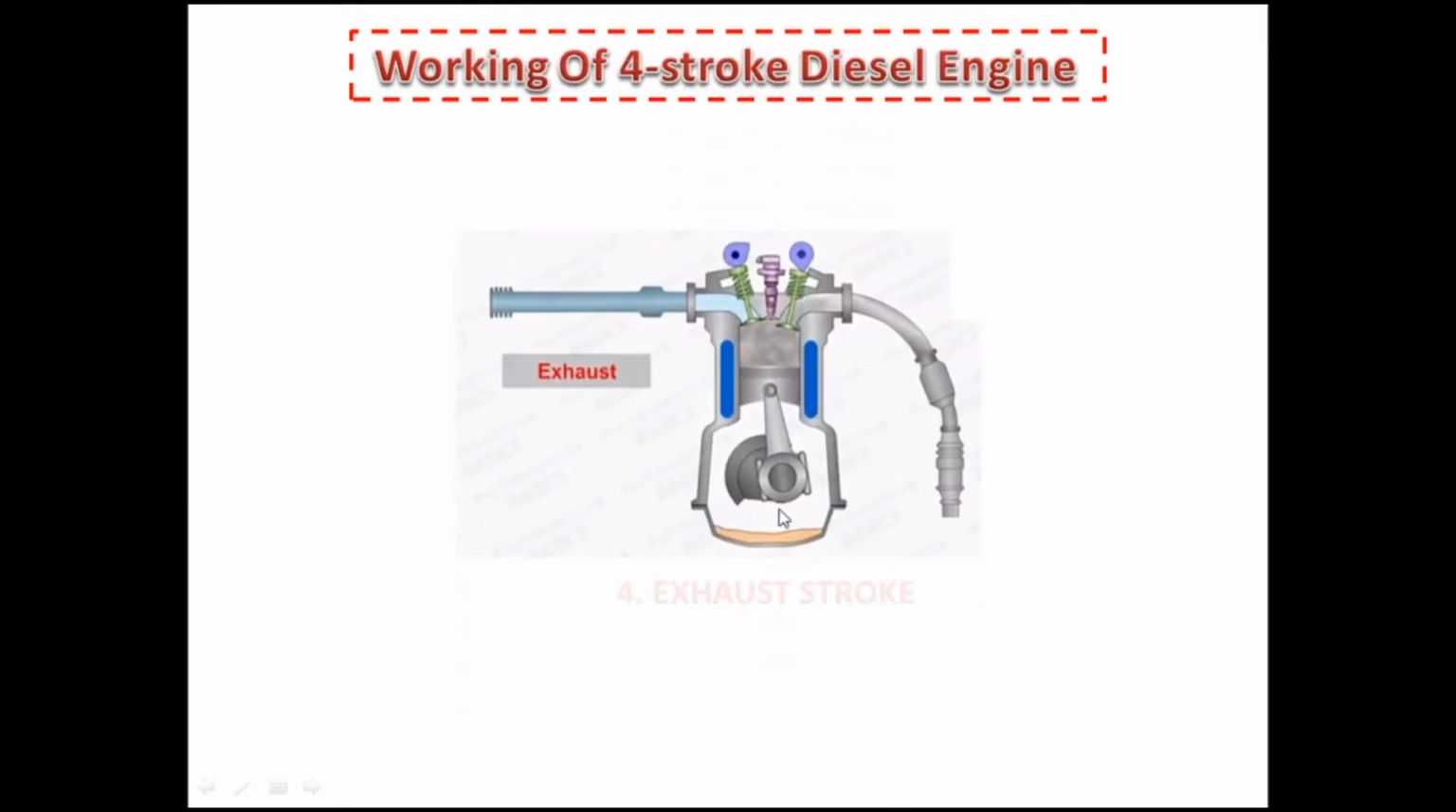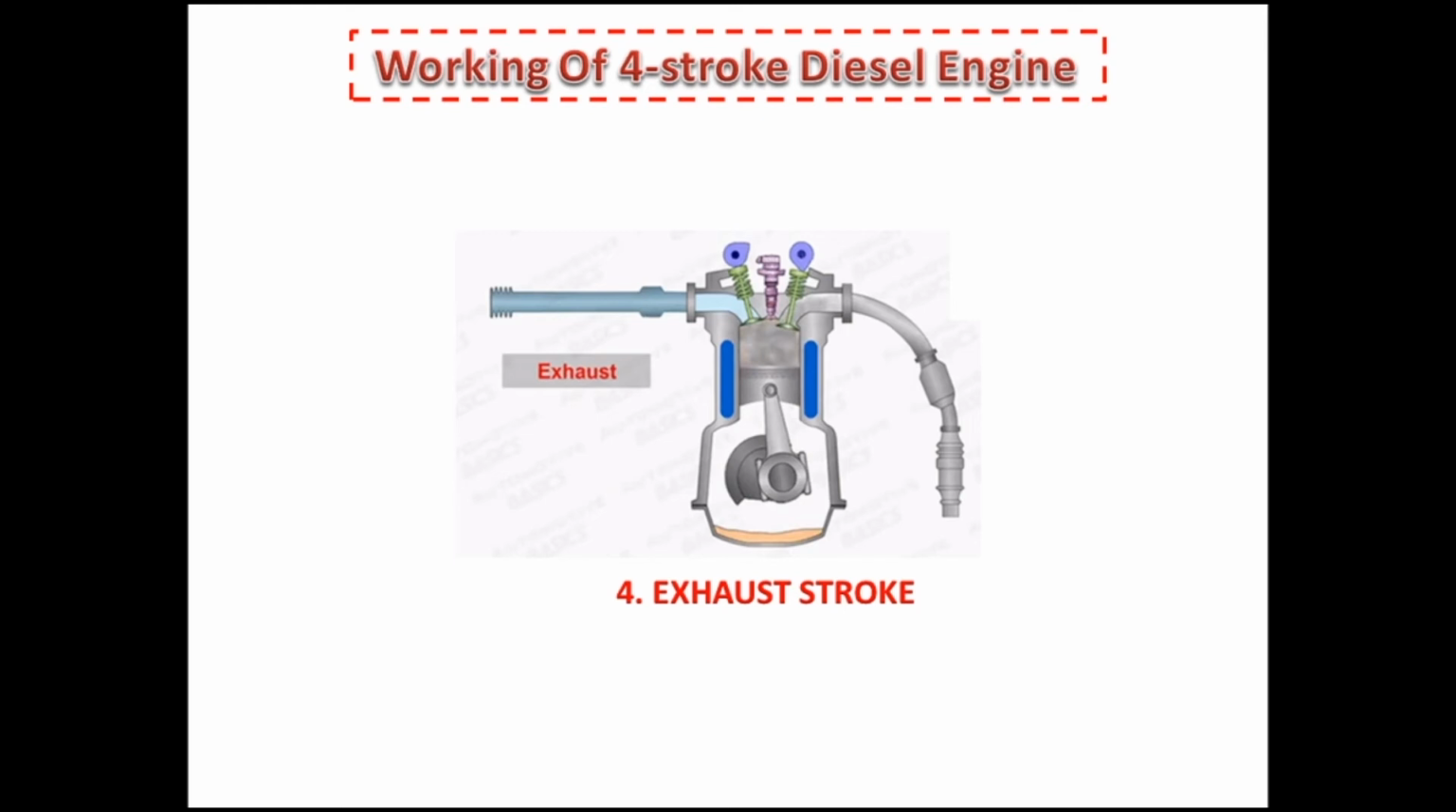And the next one is the exhaust stroke. In this stroke, the exhaust valve will open and the inlet valve will close, and the piston will move from bottom to top, and the smoke will go through the catalytic converter, and the harmful particles will be removed from the gas, and the remaining gas will be ejected into the atmosphere. So this is all about the working mechanism of a 4-stroke diesel engine.